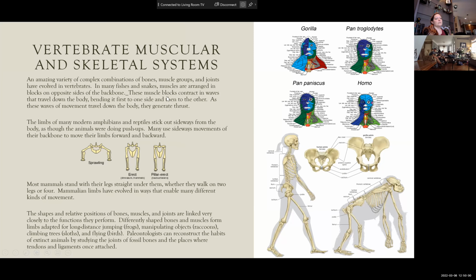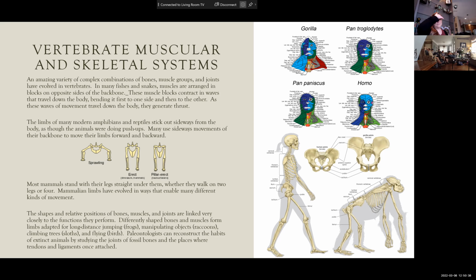So your vertebrate muscular and skeletal systems, obviously we're going to cover more of this when we get to human stuff. There's a great variety. The limbs of modern amphibians and reptiles stick out sideways from their body, as though the animals were doing push-ups. It's called sprawling. Many use sideways movements of their backbone to move their limbs forward and backward. You ever seen a lizard walk like this? Its spine is actually bending. It's not that different from how a snake moves. A snake uses its spine to move. Sometimes they move almost sideways, right? Sidewinders. Even that little brown snake when he escaped this week, when I let him out, moved almost sideways, because he was on the table and wasn't gripping very well, so he was kind of shifting along sideways.